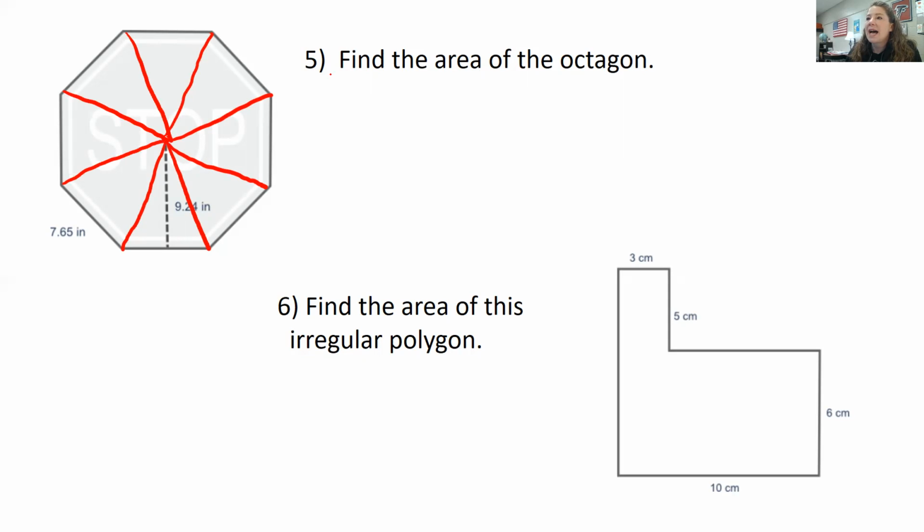Well, if I have 8 sides, I should have 8 triangles, correct? 1, 2, 3, 4, 5, 6, 7, 8 triangles. So let's keep that in mind. So let's just look at triangle number 6.